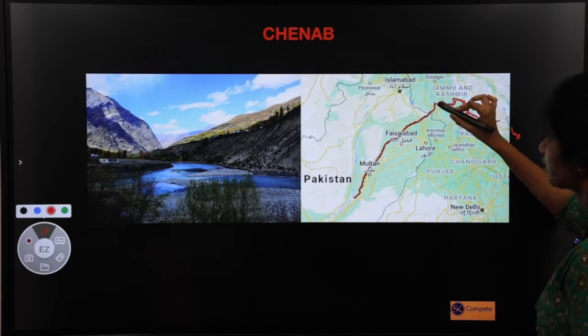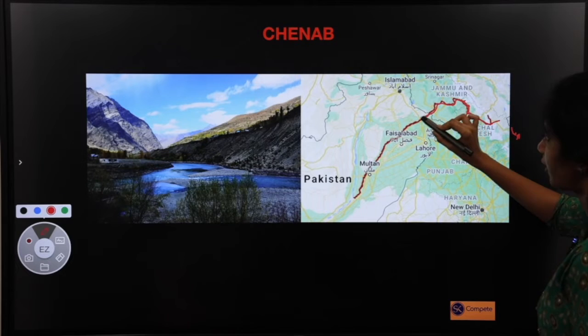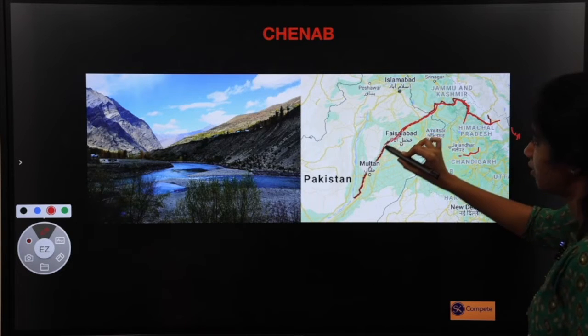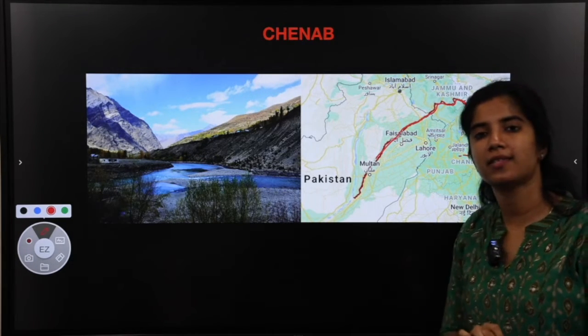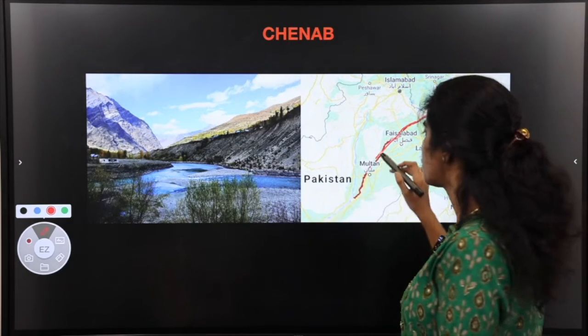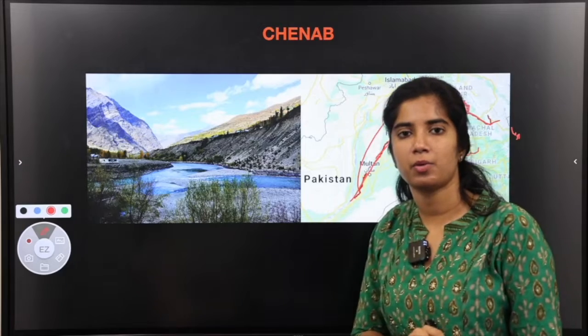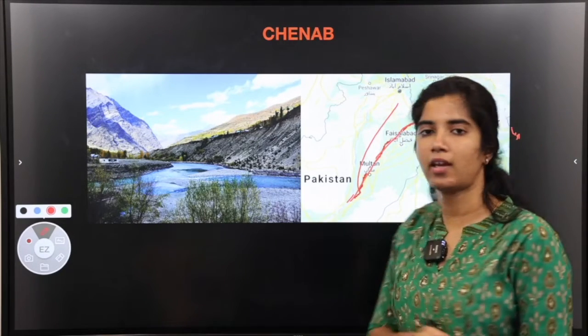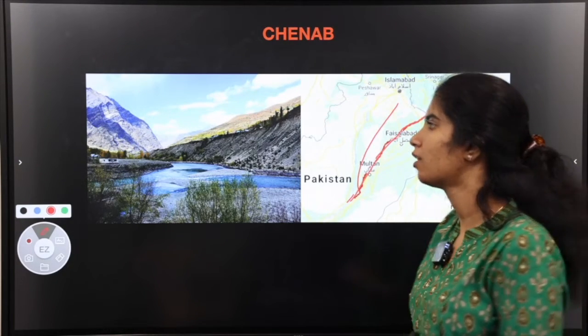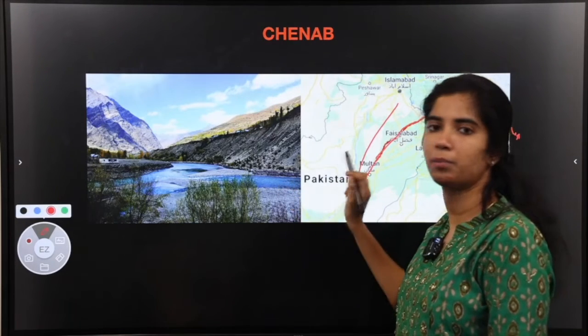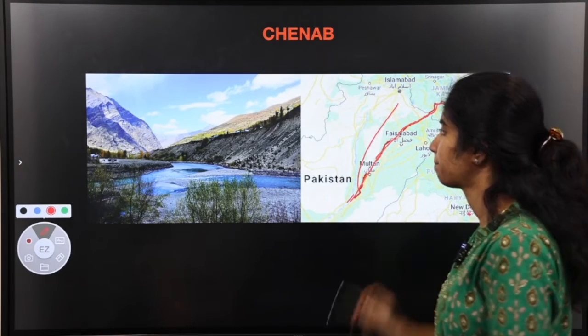to southwest, entering into Pakistan, into Punjab and Sindh province, then it will be joined by Jhelum river. So Jhelum and Chenab river join together and then flow into river Indus. You know that a tributary will be joining a major river at some point of time.